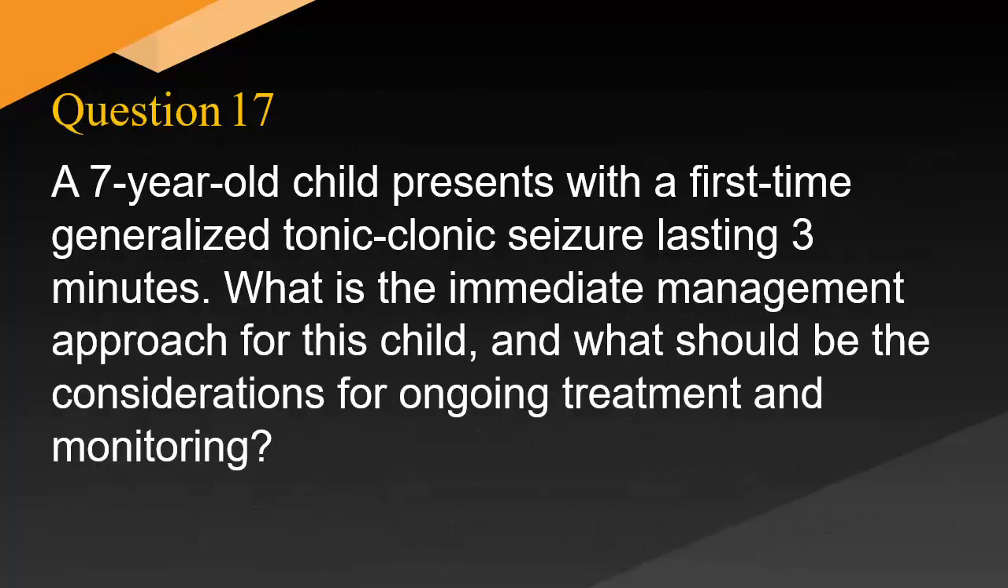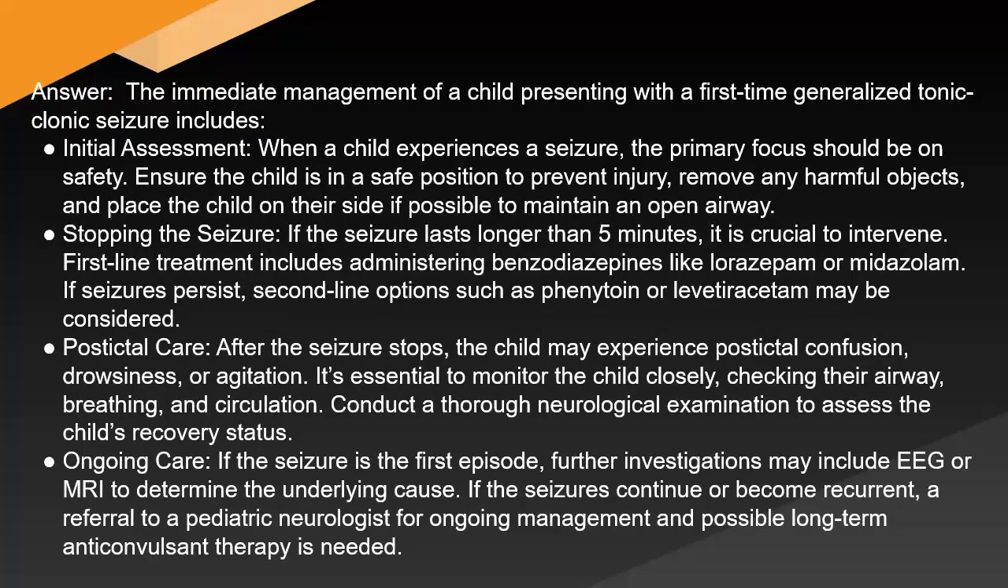A 7-year-old child presents with a first-time generalized tonic-clonic seizure lasting 3 minutes. What is the immediate management approach for this child, and what should be the considerations for ongoing treatment and monitoring? Answer: the immediate management of a child presenting with a first-time generalized tonic-clonic seizure includes initial assessment. When a child experiences a seizure, the primary focus should be on safety. Ensure the child is in a safe position to prevent injury, remove any harmful objects, and place the child on their side if possible to maintain an open airway.